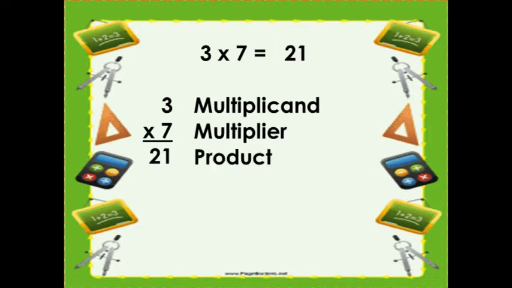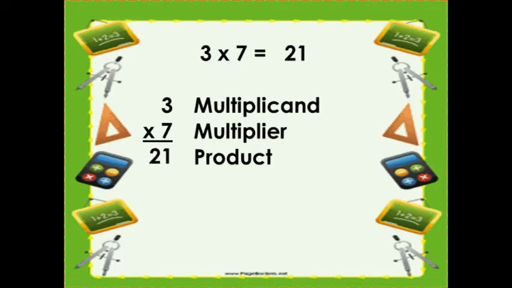Again, the parts of multiplication: the numbers that we multiply are called factors. In here we have 3 and 7. The factors in here are 3 and 7. And the factor being multiplied is called the multiplicand. And the factor that multiplies is called the multiplier. And the answer in multiplication is what we call the product.